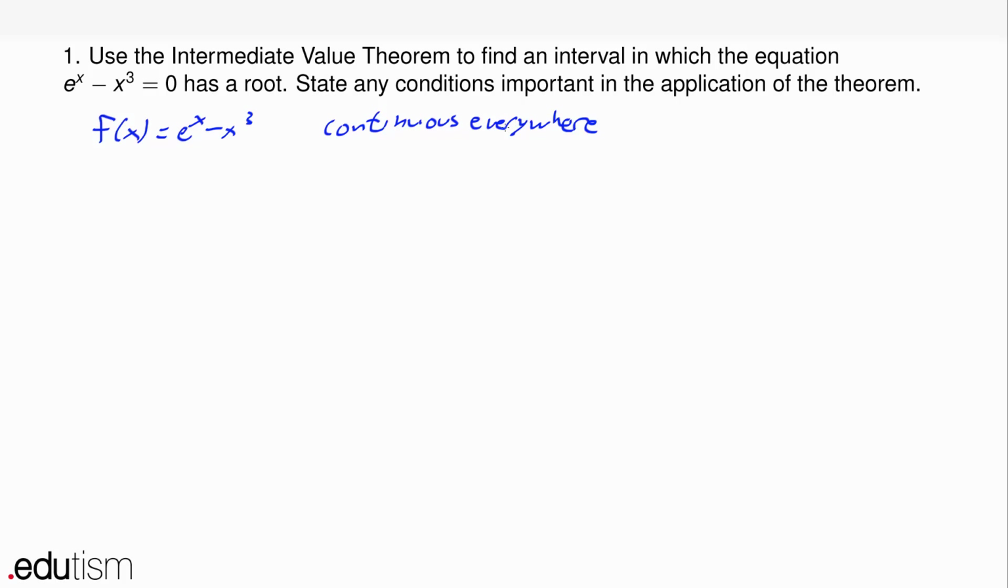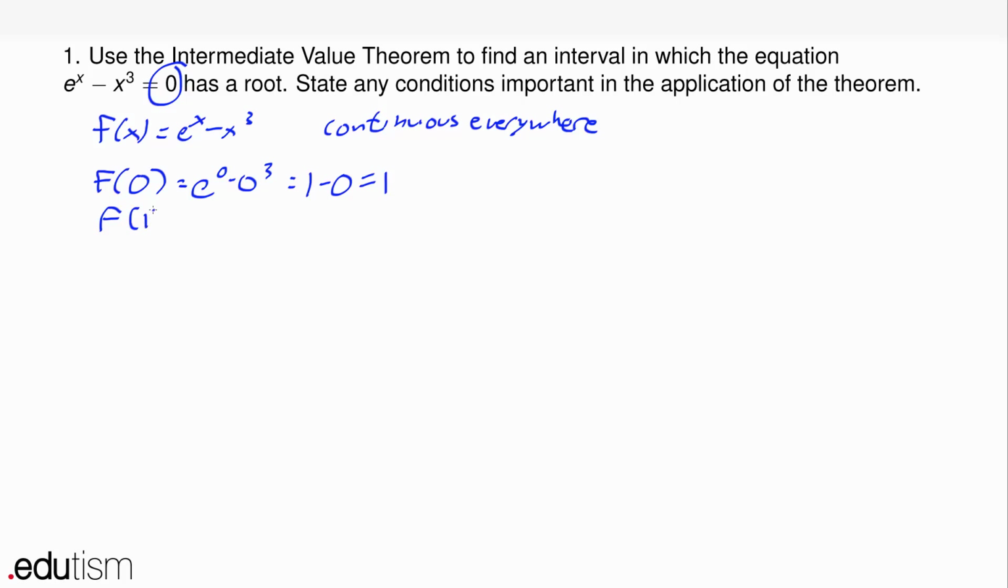So no matter what interval we pick, this function is going to be continuous on that interval. Great. That condition is good. Next, we need to find an interval where one endpoint is above this number 0 and the other endpoint is below this number 0. Well, let's suppose we pick f of 0. F of 0 is e to the 0 minus 0 cubed, which is 1 minus 0, which is 1. Okay, this one's bigger than 0.